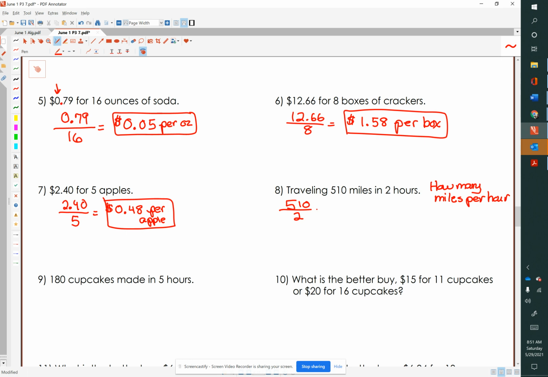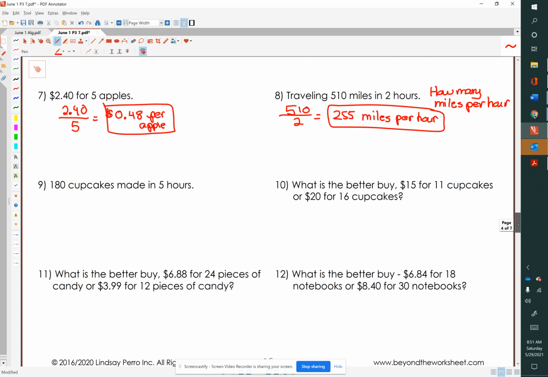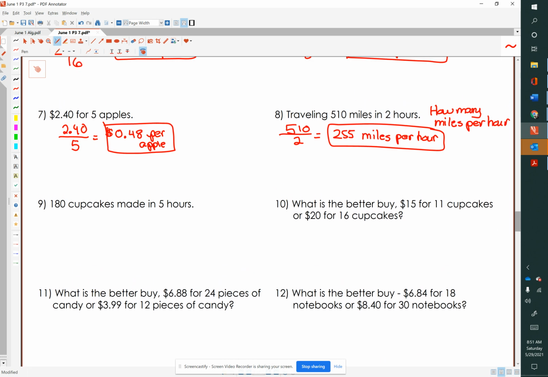So 510 divided by 2 means 255 per hour, miles per hour, and you must be in a plane, because that's not something you're going to do in a car. Even if you're Mario Andretti, I think that's quite fast.